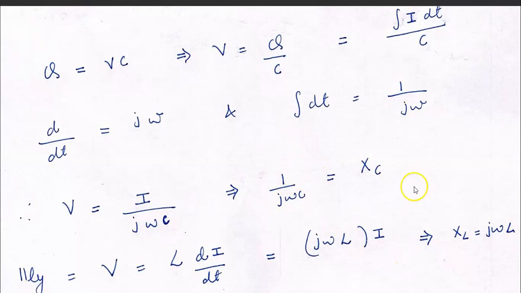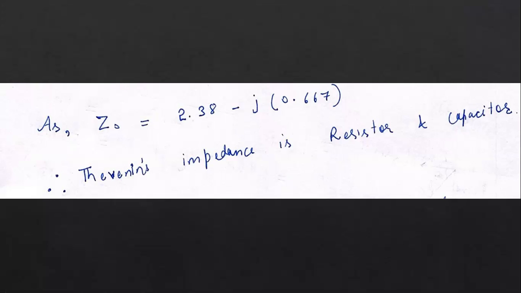So this is for clearing the concept related to XL and XC. You can go through it. It is given that Z0 is equal to 2.38 minus j 0.667. So we know if it is minus j, then it will be a capacitor. So Thevenin's impedance is a resistance in series with a capacitor.